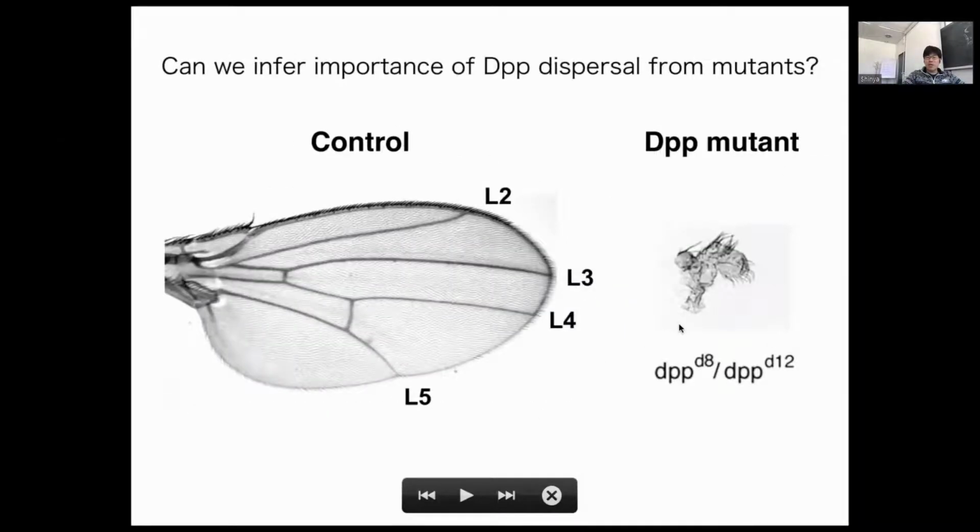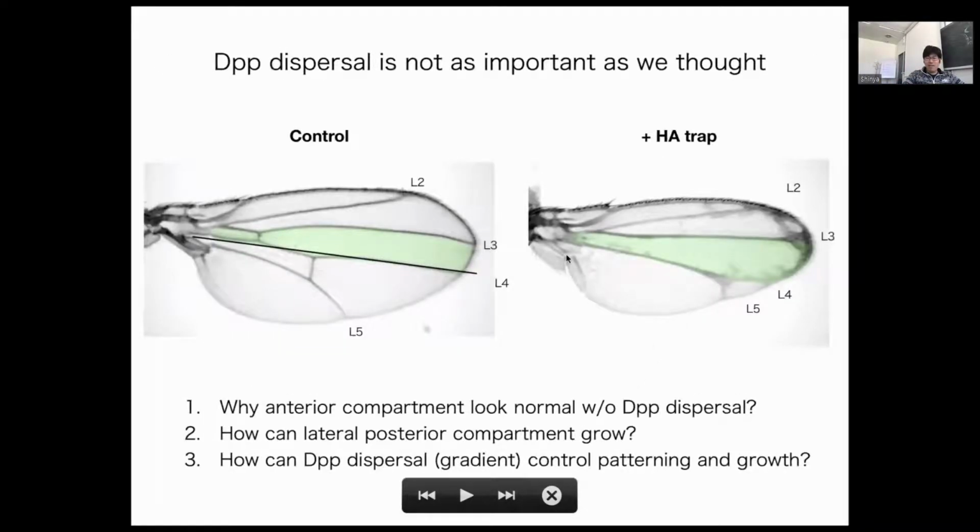Because if you see the mutant phenotype, everything is gone. So ligand is gone, signal is gone, and you see no wing. But if you block only dispersal, of course, in the posterior compartment there's no ligand source, so you expect that there's no signal. But still, this part appears to grow rather nicely in the lateral part. This is very controversial. This is very different from our current view. Okay, so everything is weird.